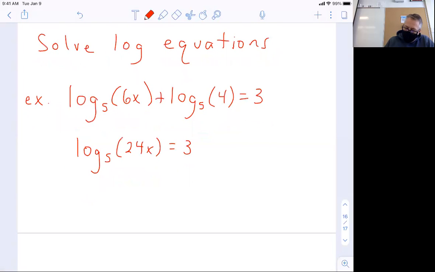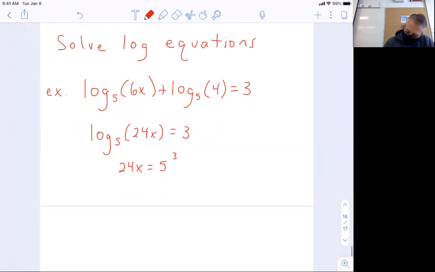But now I have to change this into exponential form. So remember, the 5 moves over and the 3 moves up. So I get 24x is equal to 5 to the third, which everybody now knows is 125 because we've been working on those powers, right? And so x is 125 over 24. That's our answer.